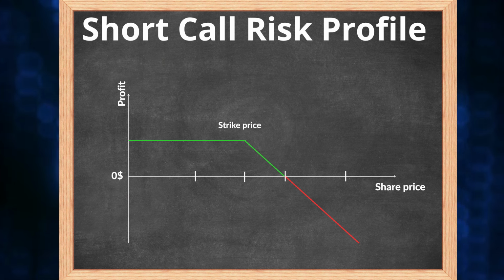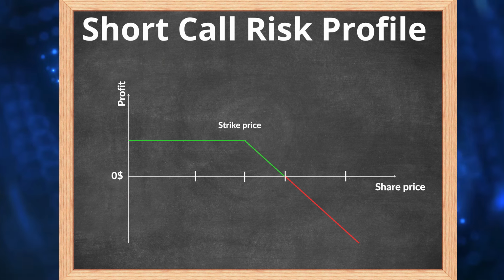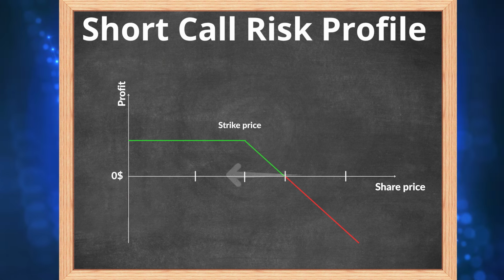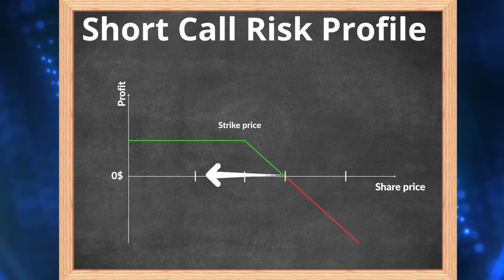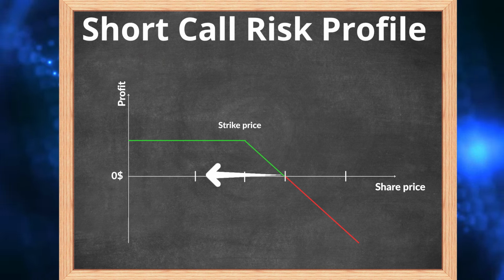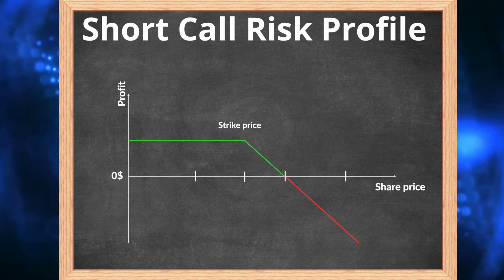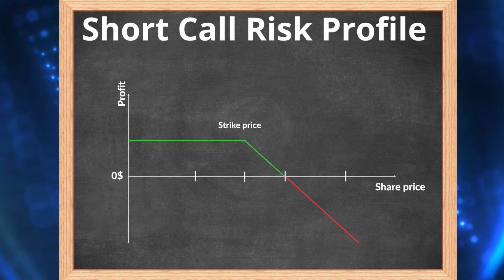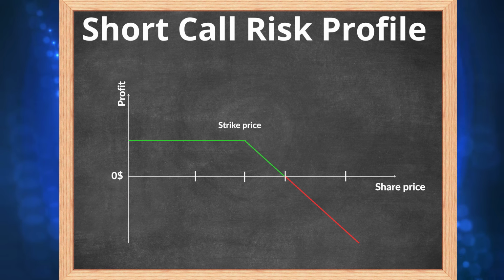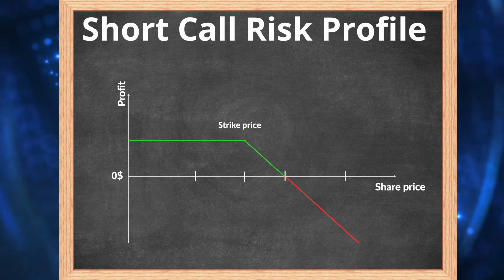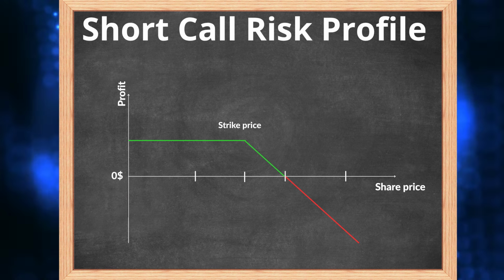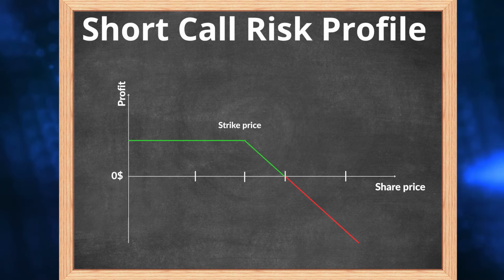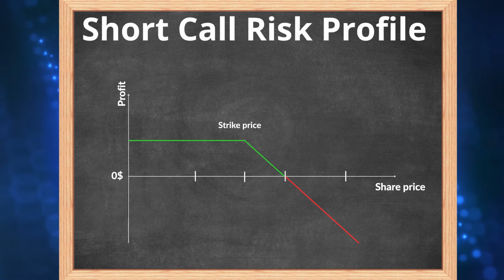Selling a call option is typically a bearish strategy. The seller expects the price of the underlying asset to go down or stay below the strike price. When you sell a call, you are agreeing to deliver the underlying asset, for example shares, if the buyer decides to exercise the option. That will only happen if it's profitable for the buyer.